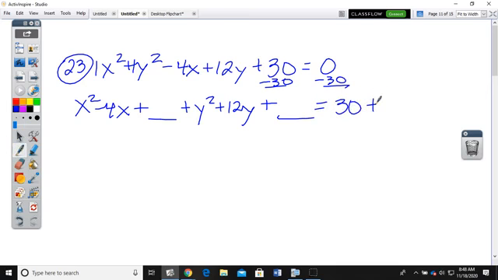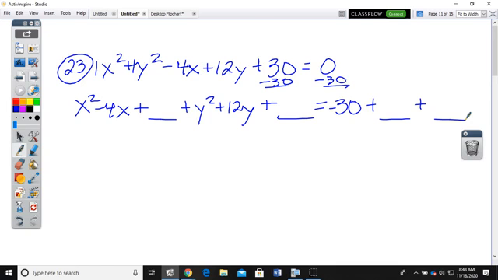Now, how many blanks did I add on the left? Why is it the 30? It should be negative. So I need to add 2 blanks on the right, because remember, whatever we do to the left, we have to do to the right. Everybody good? All right. Complete the square, 2 steps, twice.